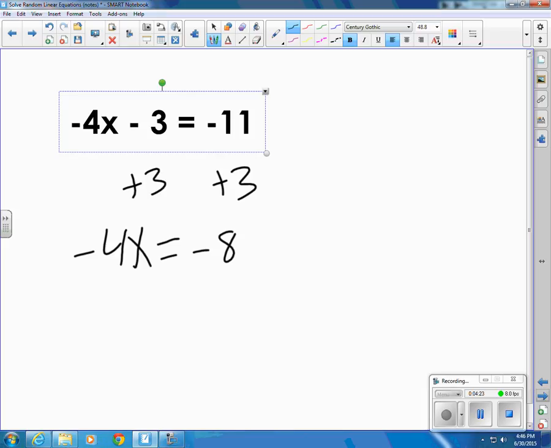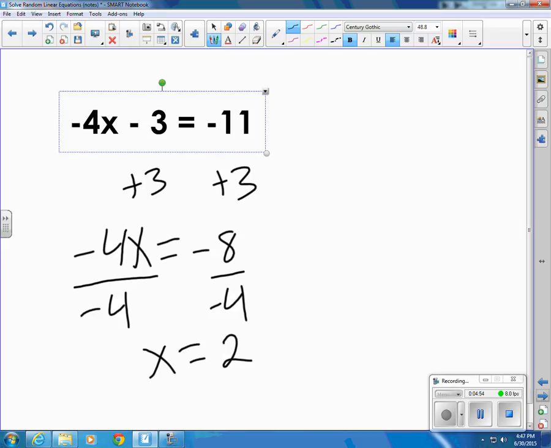Well, negative 4 times x, the opposite of that is divide by negative 4. So whatever I do on the left-hand side, I have to do on the right-hand side also. So x is equal to, well, negative 8 divided by negative 4 is 2. A negative divided by a negative is positive. If you're not sure, just do it on your calculator. Negative 8 divided by negative 4, calculator will tell you that's 2.